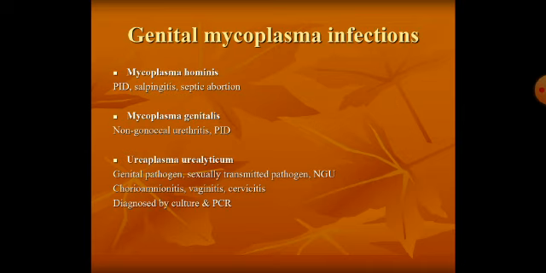Mycoplasma genitalium is known to cause NGU, which is non-gonococcal urethritis, which has already been completed in the chapter on Neisseria gonorrhoeae. This species is also known to cause pelvic inflammatory diseases.